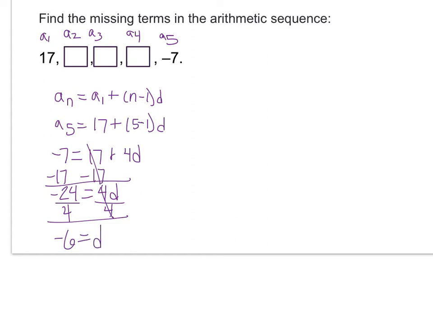So if the first term is 17, going back 6, that takes us to 11. Subtracting 6 again gets us 5. 6 again gets us -1. And there's our missing terms. You could also use the formula as well to find the missing terms.